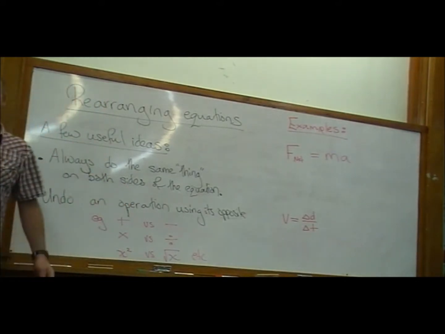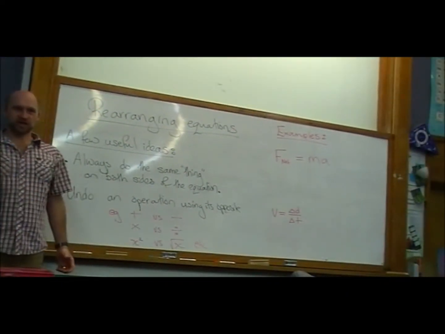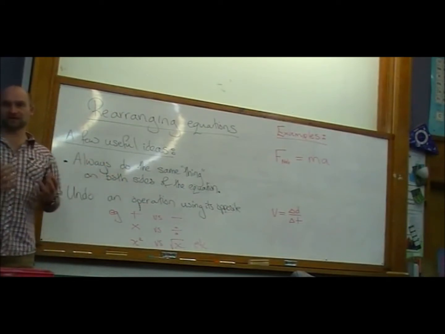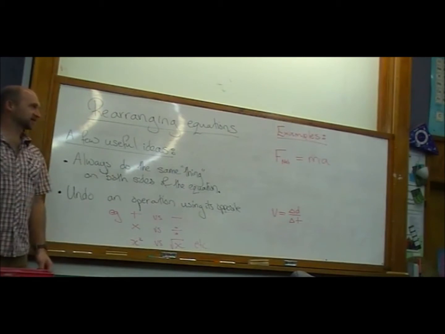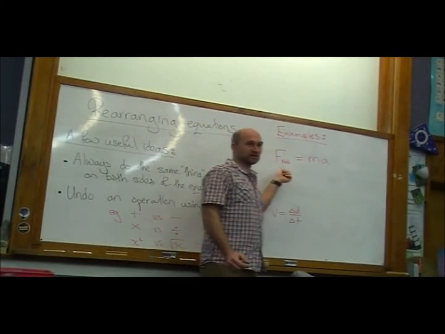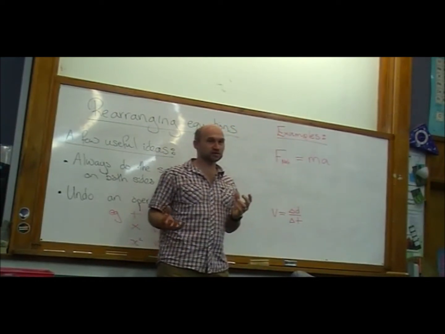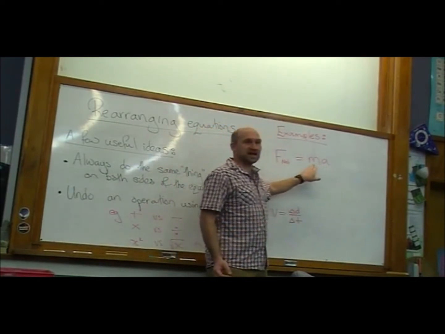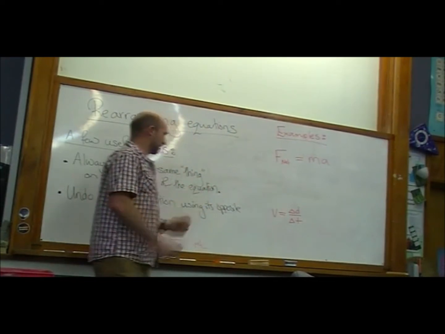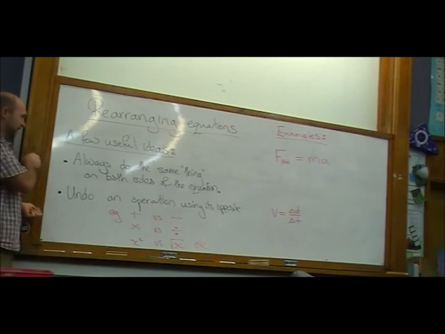This whole rearranging thing is the idea of changing around what the equation equals to help us solve equations, to find what we need to find from what the problem is asking us. In other words, we're looking at F net equals MA. At the moment it's force equals something, but we might want to change that to make it mass equals or acceleration equals, like M equals or A equals. So we're trying to build up the skills to do that. That's the idea. And there's a few useful ideas. We're going to add one more to this list in a second.